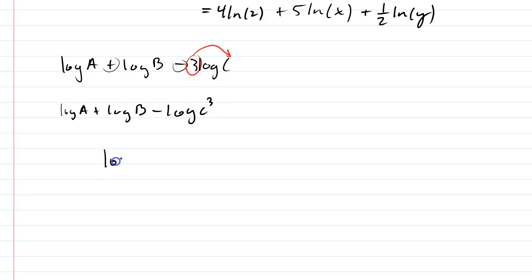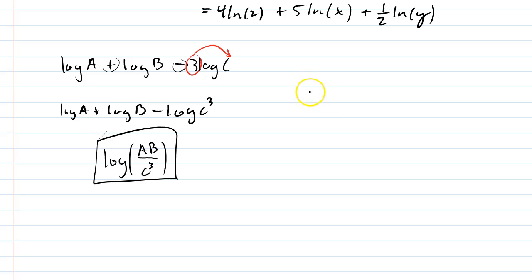Alright, and now let's put this into one log. A and B are added, so it's actually A times B inside. And then subtraction means divide, C cubed. This right here is our fully simplified answer.